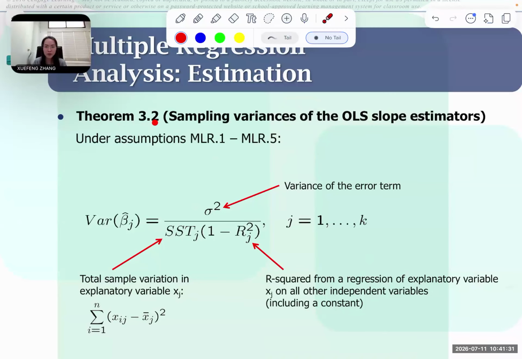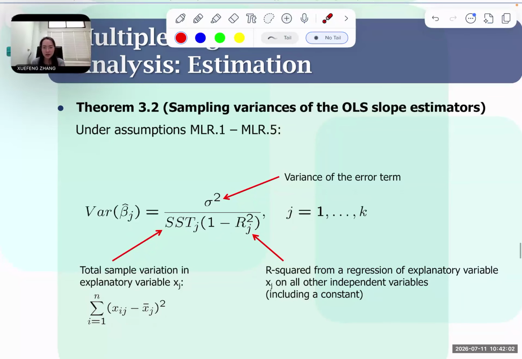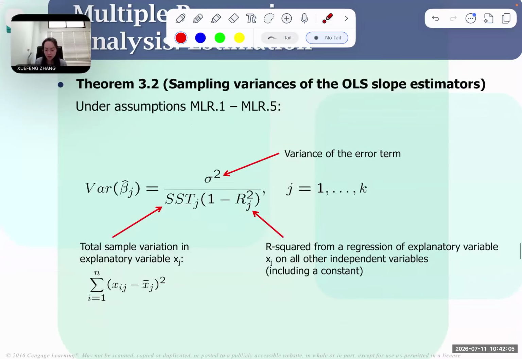Theorem 3.2. Now that assumption 1 to assumption 5 all hold, we can ask how precise is our estimate, beta j hat. That's what this formula tells us. Variance of beta j hat equals sigma squared over SST_j times 1 minus R_j squared. Three things drive this. Let's build intuition for each.